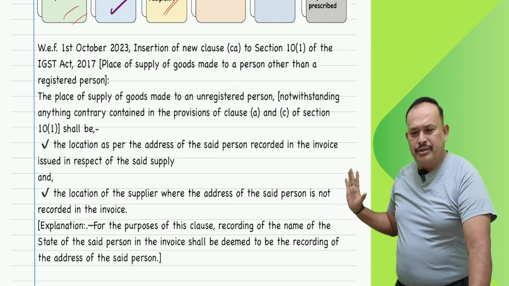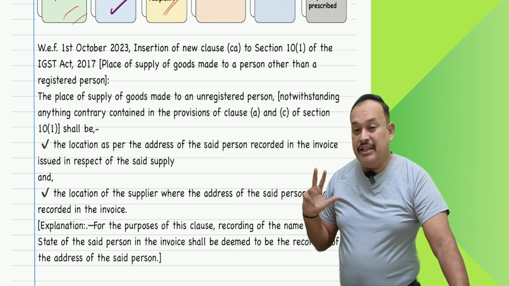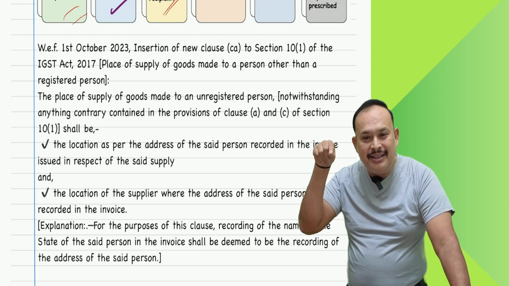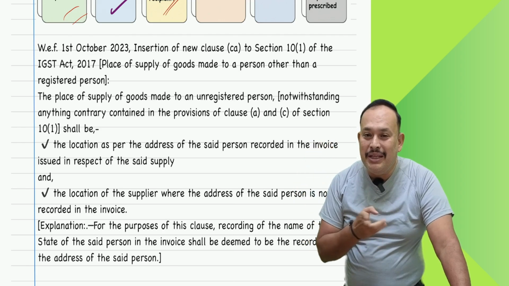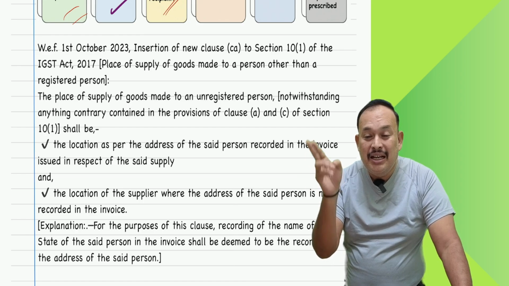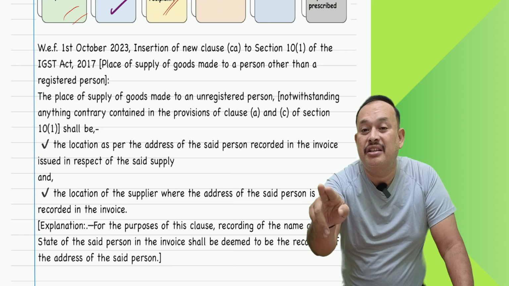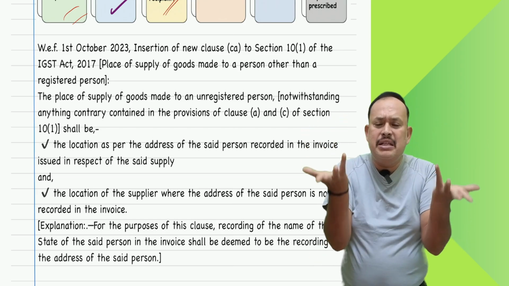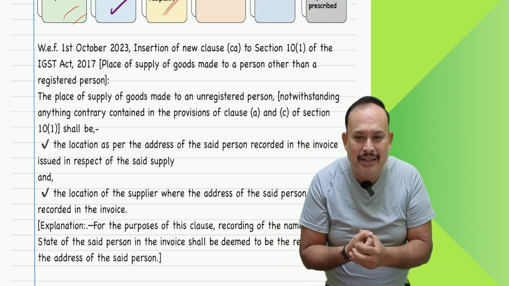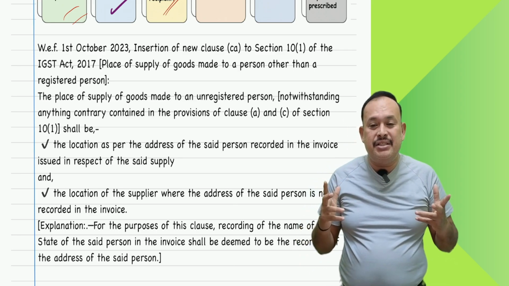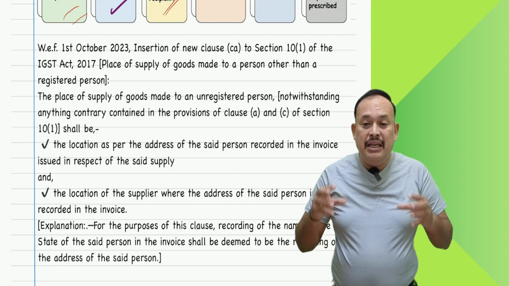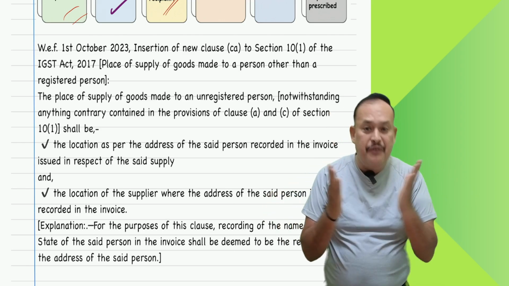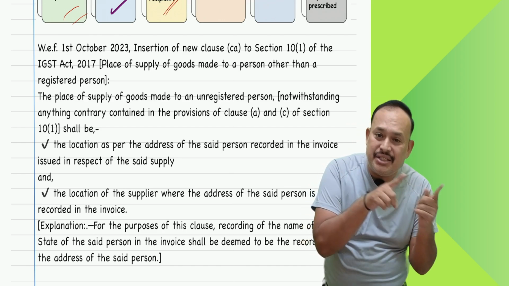No difficulty. Good. Now difficulty arises. If the seller is selling goods through an e-commerce operator to an unregistered person, in that case the address of the recipient is available, no? That is the place of supply. But the difficulty arises where the billing address of the recipient is different from the delivery address.